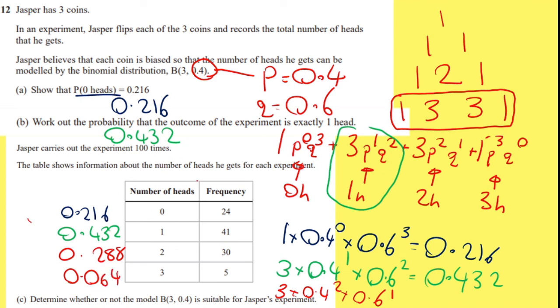Now that's the probability of each event. If we're doing it 100 times, we're just multiplying by 100. So I'd expect my first one to happen 21 times, my second one 43 times, my next one 29 times, and my last one I think will happen 6 times. Now if you look at what we expect to happen and what actually happens, it's not exact, but it's roughly about the same. So I'd show my working out, and I'd say that I think this is a good model because our predictions are roughly what he actually found in this experiment.